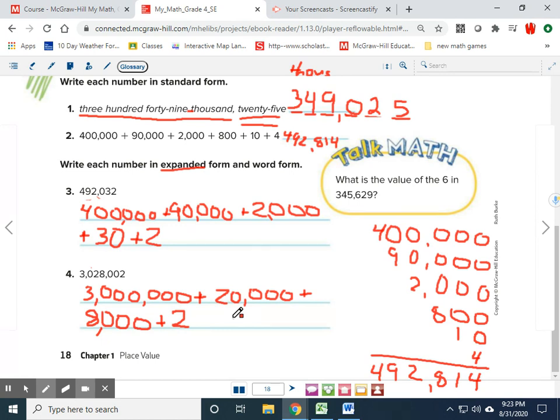So if I were to write this out in words, it would be 3,028,002. Okay, let's move on to the next page.